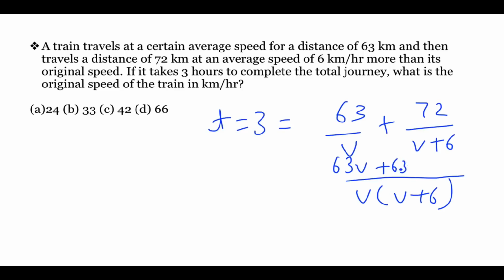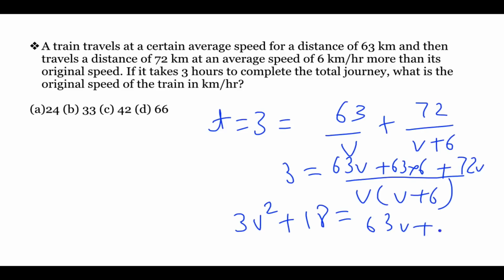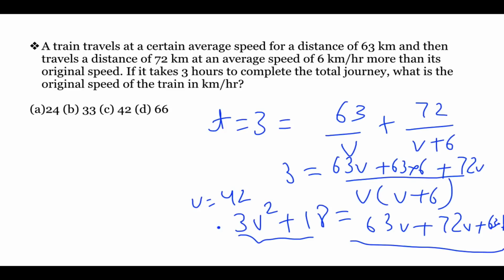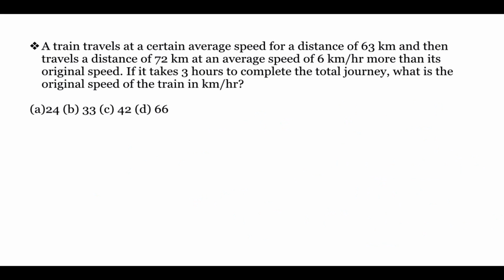63v plus 63 into 6 plus 72v is equal to 3. Now you can solve it in this way: 3v square plus 18 is equal to 63v plus 72v plus 63 into 6. So it will become a quadratic equation, and if you put the value v equals 42 in this, you will get the answer and the equation will be balanced. So please do not use a formula when it is not required at all.